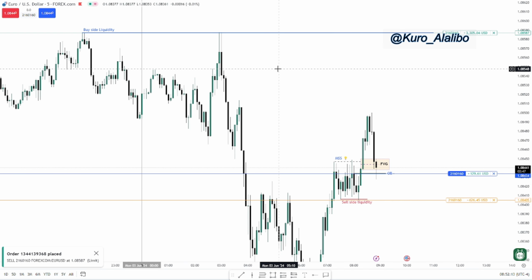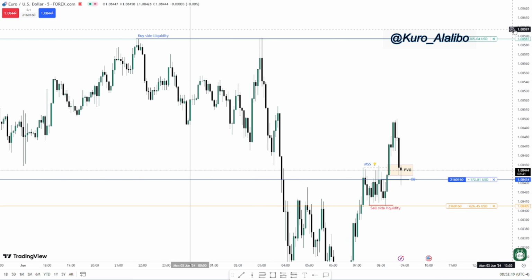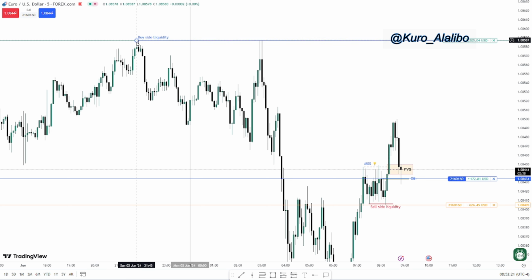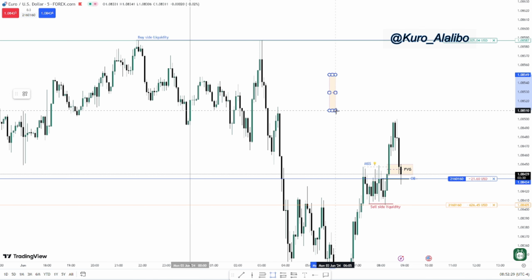So I will be going long on Euro USD. I just want to drag your attention to these highs. For every candlestick, you have an open.